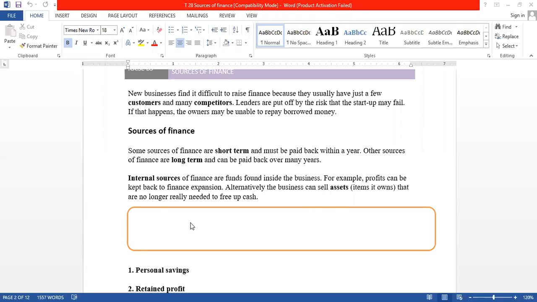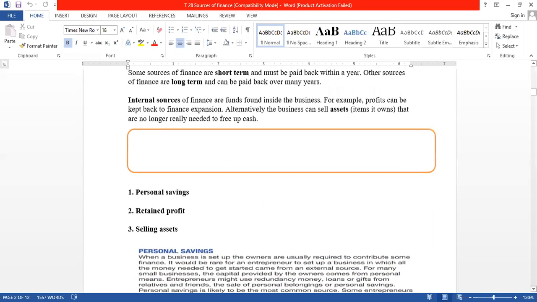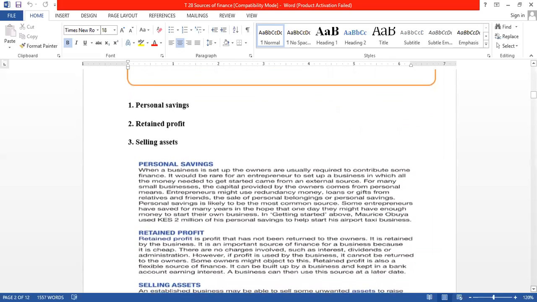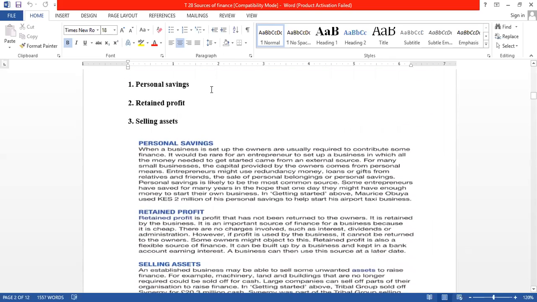So mainly, for the definition of internal sources, you can write down again: internal sources mean the money, the funds, found inside the business organization, right? In the space given, you can write that internal sources are the money that you can find within the business, the funds which are available within the business. Let's go to the different types of internal sources. There are only three major internal sources available: personal savings, retained profit, and selling assets.